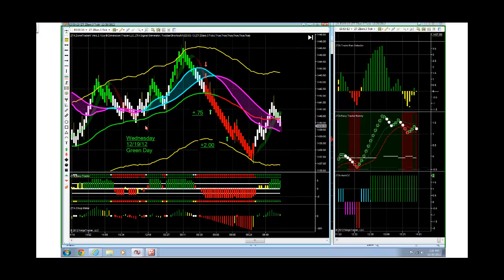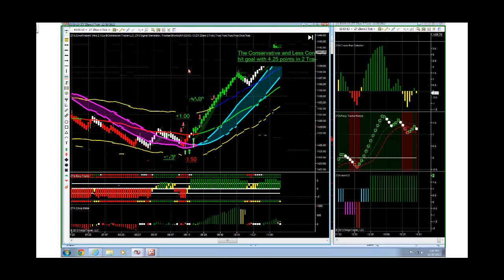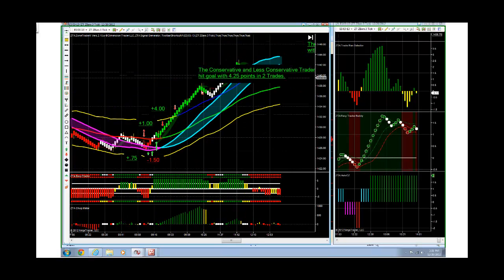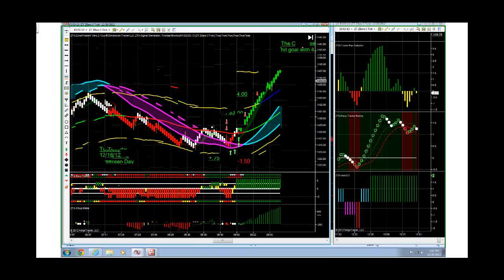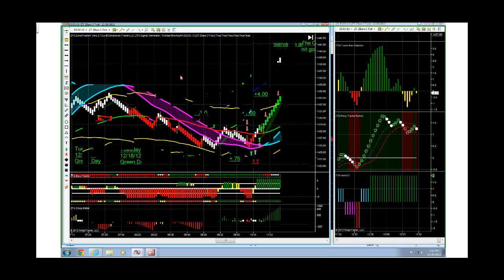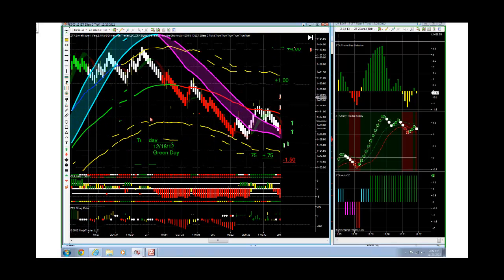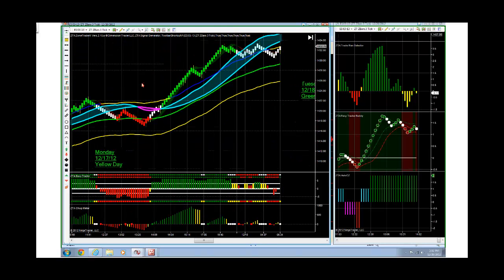And that was Wednesday. And then Tuesday, we hit goal with 4.25 points. Kind of get it on the right day here. We had a loser to start out the morning, and then we had a nice 5-point winner to the upside. So this was a beautiful trade to the upside. You can still see we had some other trades pre-market that did pretty good, but we don't mark up anything pre-market. We feel the best time to trade the market is in the first couple of hours of the exchange open.